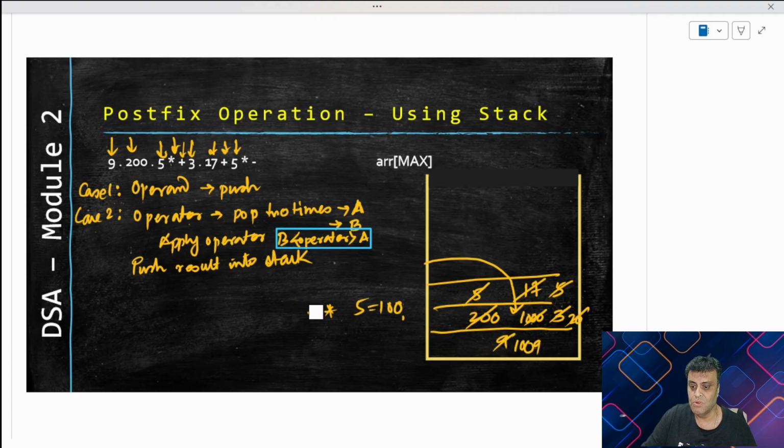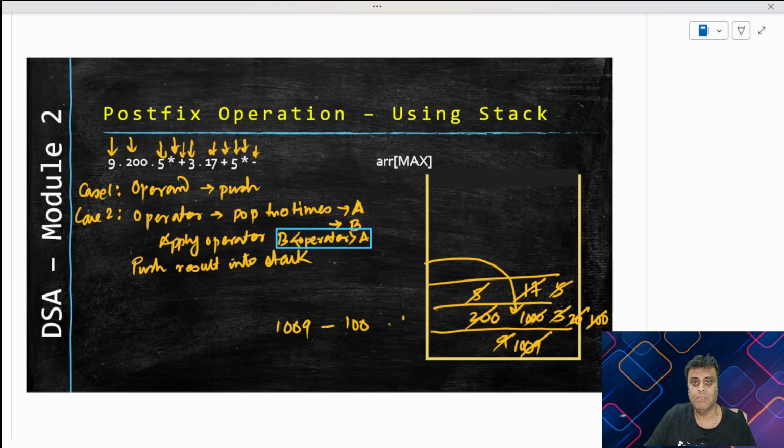So now what you do, take this 100 and push it into the stack. So you are here, so this is your top of the stack, so push 100 here. Next, what do you get? We have done with star, right? So we are now left with a minus, right? So if I apply minus, that means I have to pop 100, I have to pop 1009, right? And I will have to apply minus here.